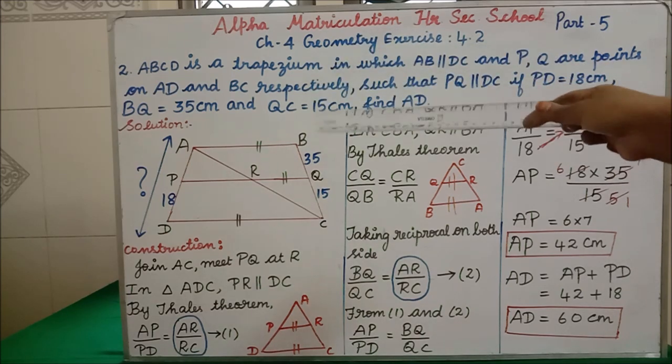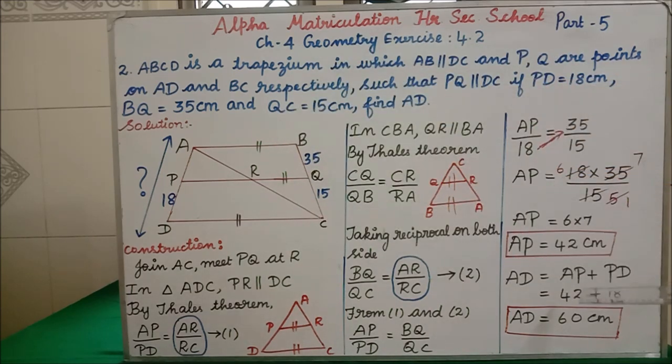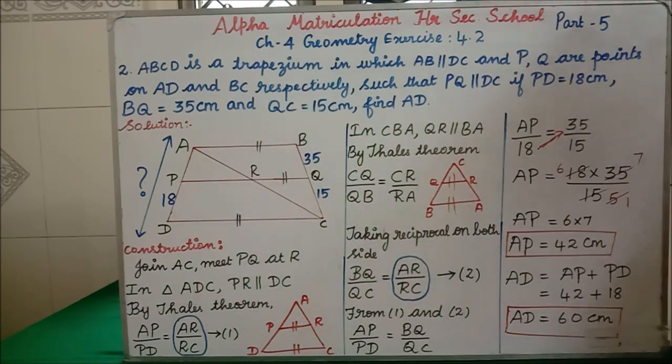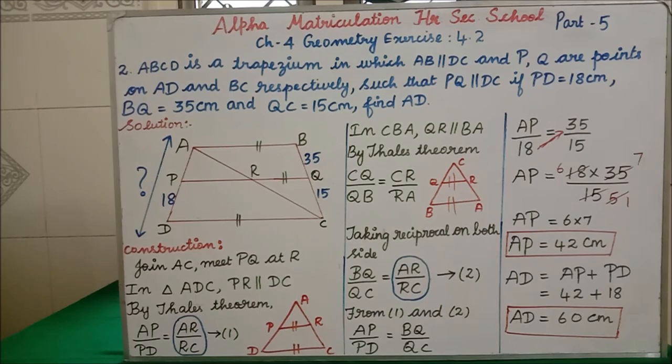First, AP plus PD. The AP value we have found is 42. The PD value in the question itself they have given, 18. So write 18. 42 plus 18 is 60 centimeter. Clear all of you? Now we have found this full length. The AD full length value is now 60 centimeter. Clear students? All of you? Next we are going to see the converse part of Thales theorem.